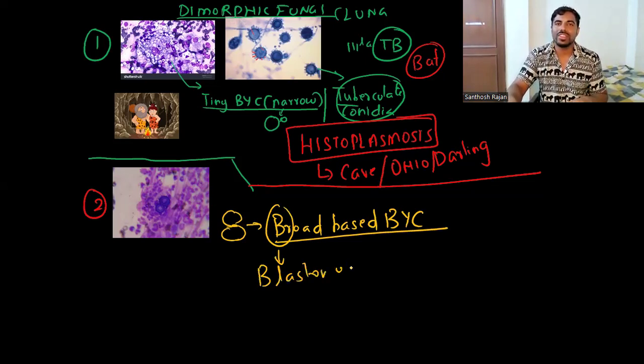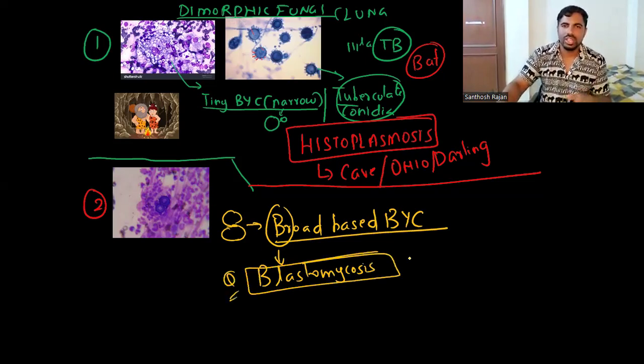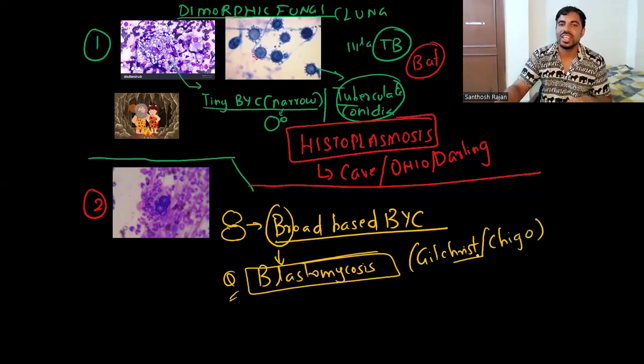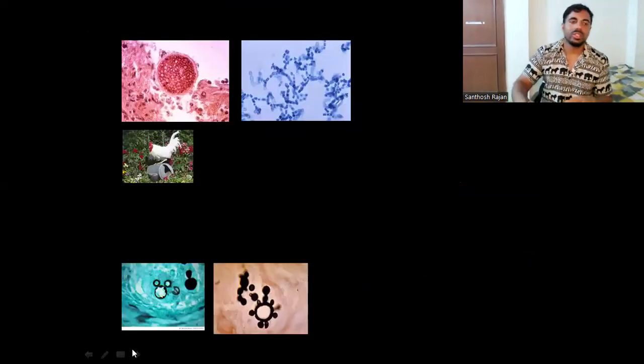Here also lung will be affected, and if they give in the picture, this is blastomycosis. Blastomycosis, this is Gilchrist disease. Other name is Gilchrist. I told you, when Gilchrist wins the cricket match, he goes to Chicago and he has this, which is Chicago disease or Gilchrist disease or blast. He's going to have a blast in Chicago, Gilchrist, when he wins the cricket match. Okay, that's it.